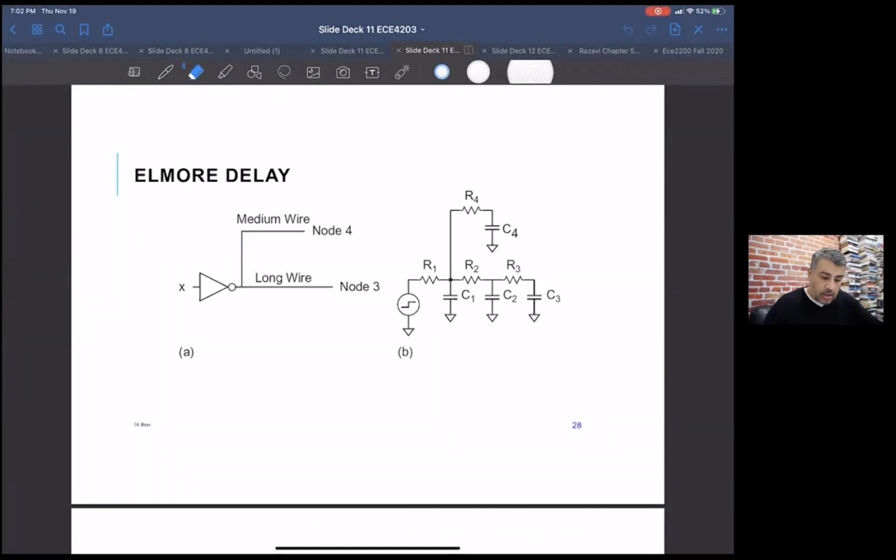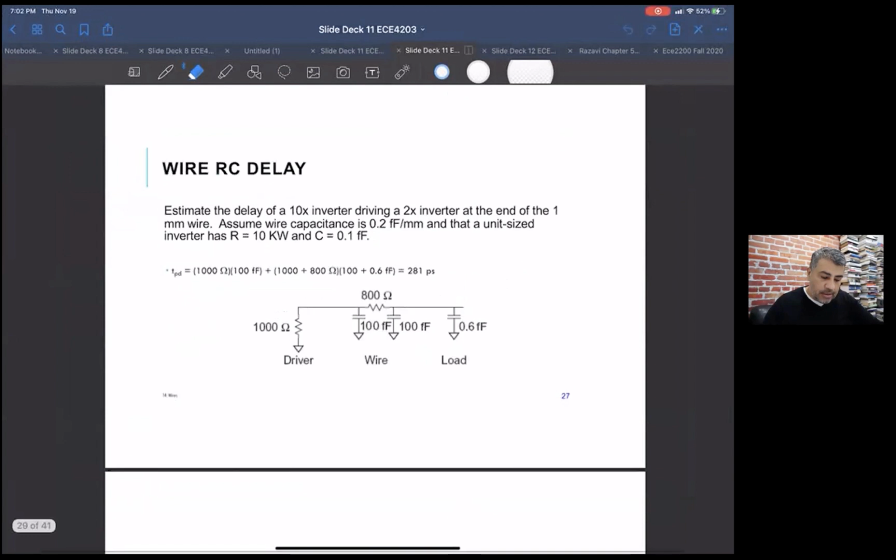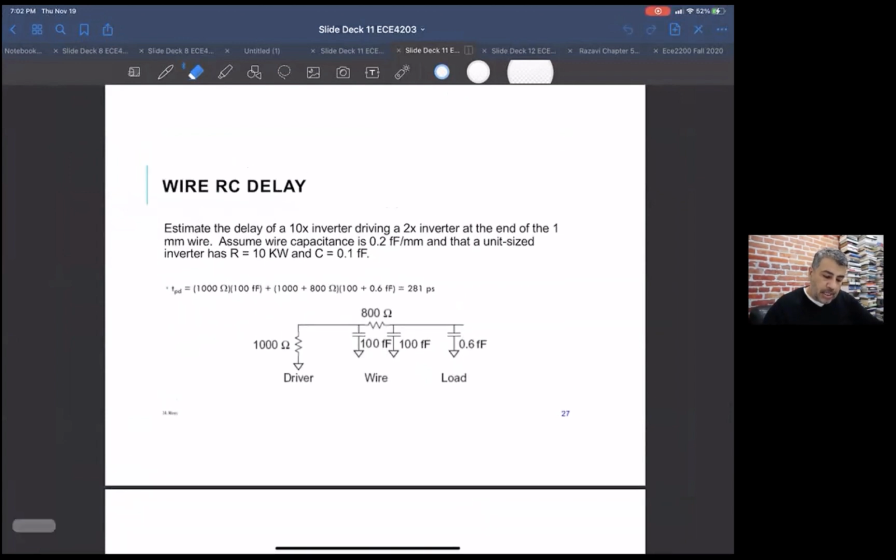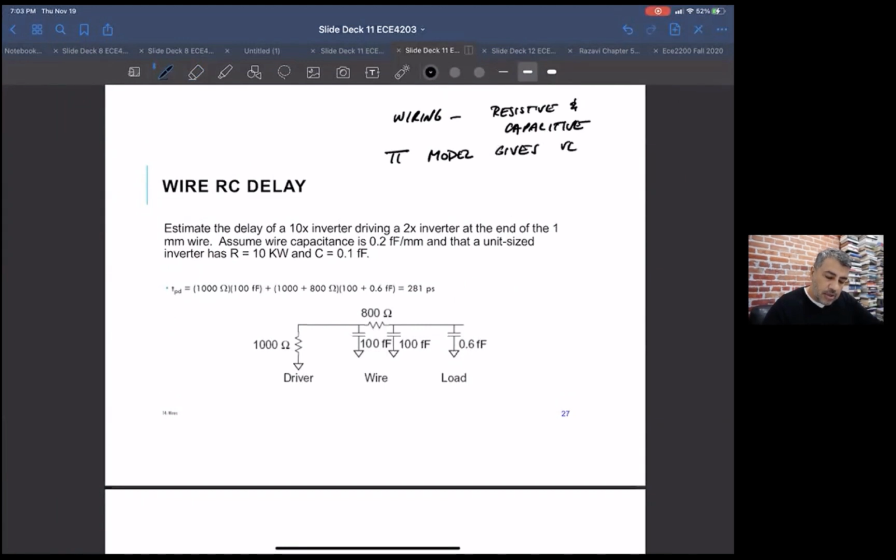Let's just go back a step. So I think what we said was that wiring between the gates has a resistive component and a capacitive component, and that a pi model gives very good accuracy. And specifically a 3-segment pi model.